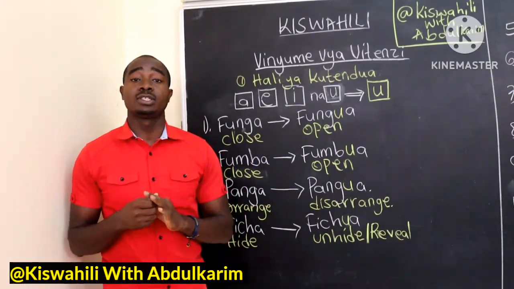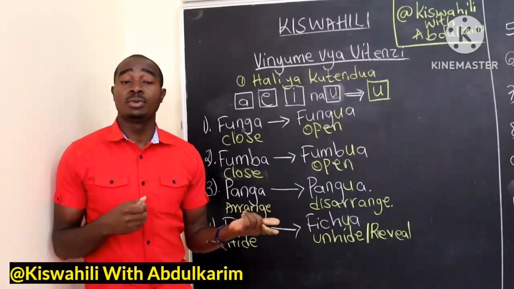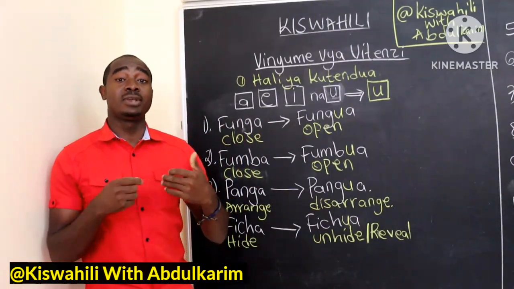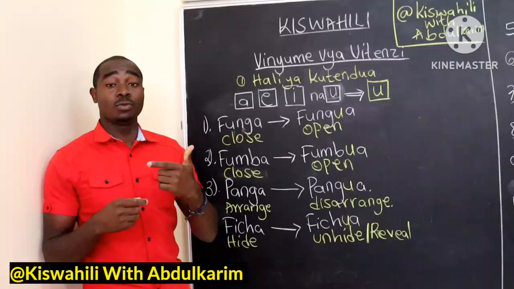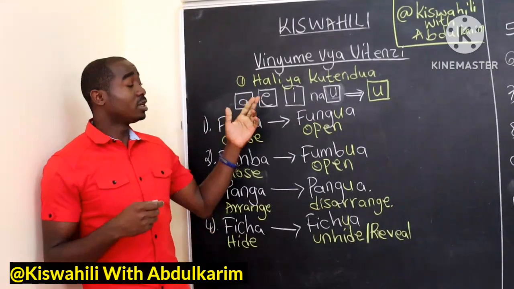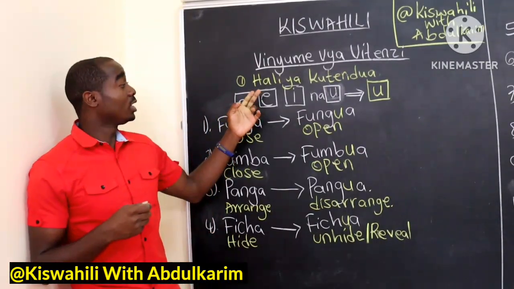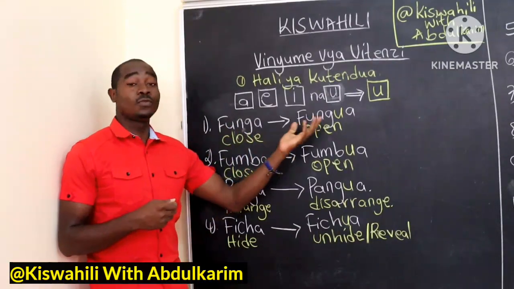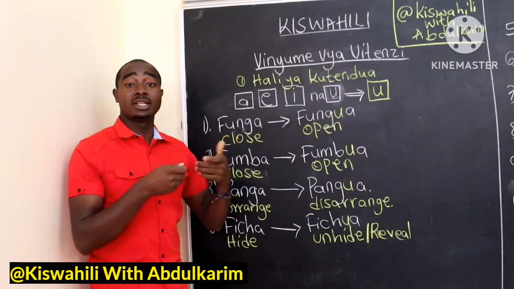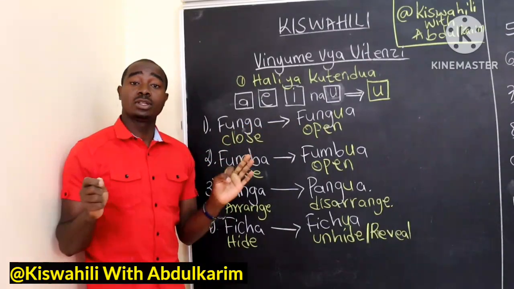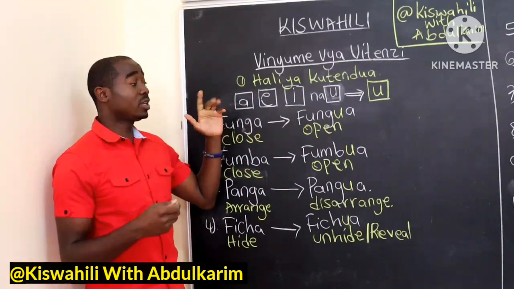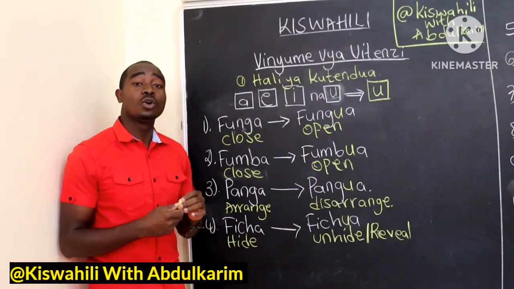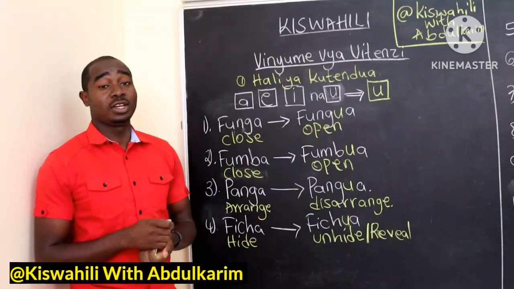For instance, you can say lala is to sleep, amka is to wake up. So these words are not related, but they mean the opposite thing. But for the first form, the derivative form is like funga, fungua. You see, the words are somehow related. But the other form, just direct words, they're not related. So we'll start with the first form, hali ya kutendua. This is the reversive form or the derivative form of Swahili verb.